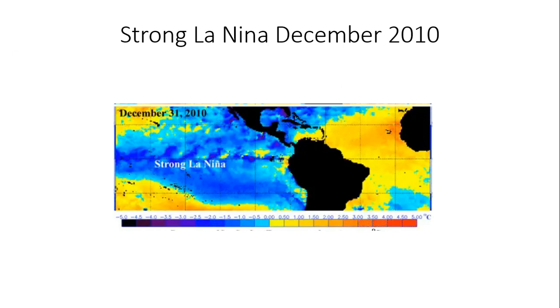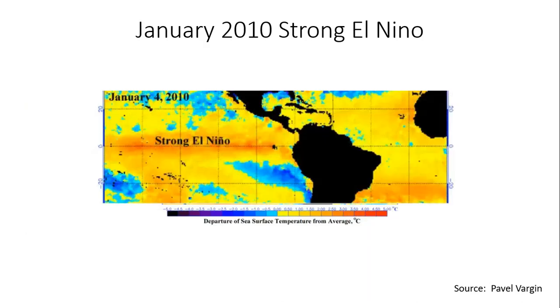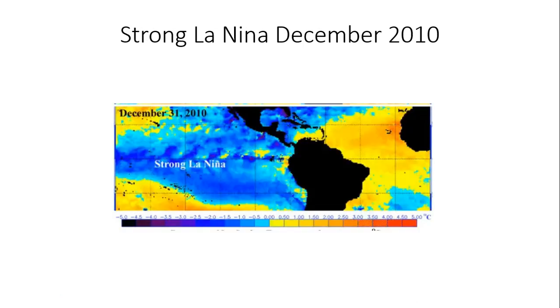Here was the strong La Nina in December 2010. This thing completely reversed, right? From a strong El Nino in January 2010 to a strong La Nina in December, just 11 months later, the same year. You'll notice the blue shading there, right where the words strong La Nina are. That generally indicates much below normal temperatures across the equatorial, eastern, and central Pacific.